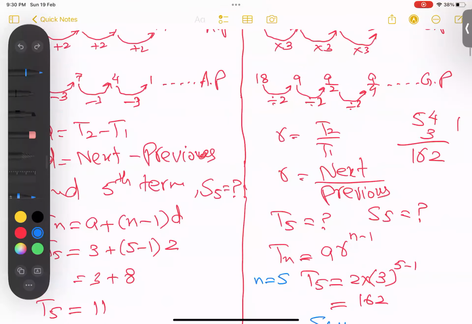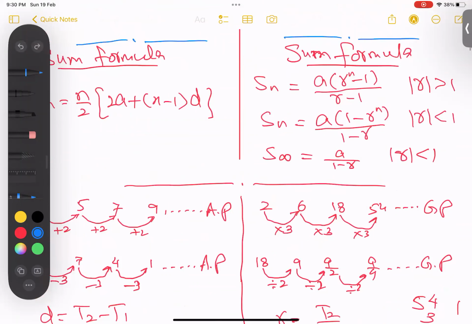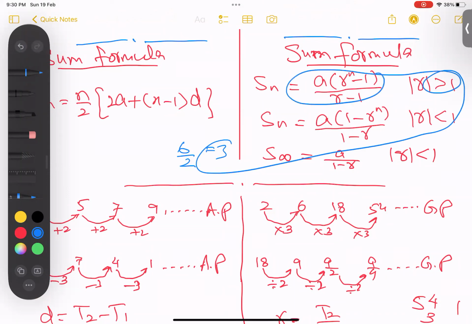For example, what is R I have here? 3. R is bigger than 1. I repeat my words. How did I get R? 6 by 2. This 6 I wrote up, this 2 I'm writing down. And if I type in my calculator, I'm getting 3, which is bigger than 1. So bigger than 1 is here, I must use this formula.